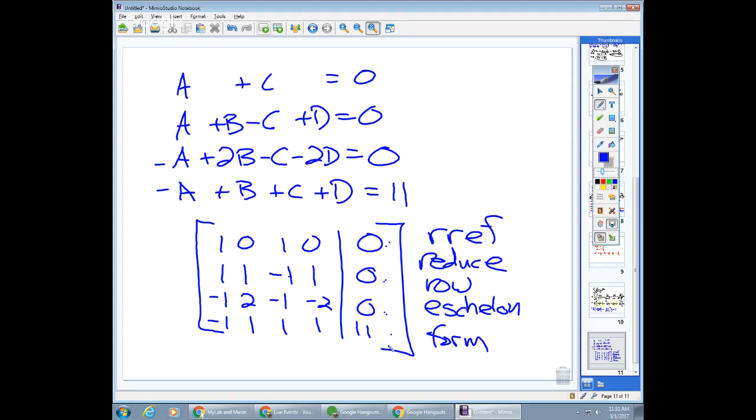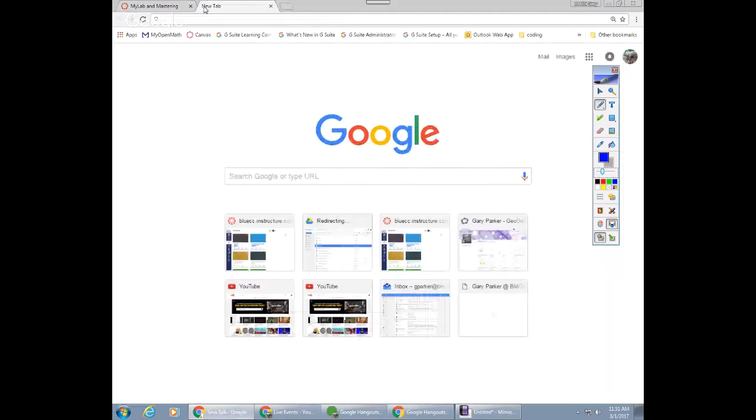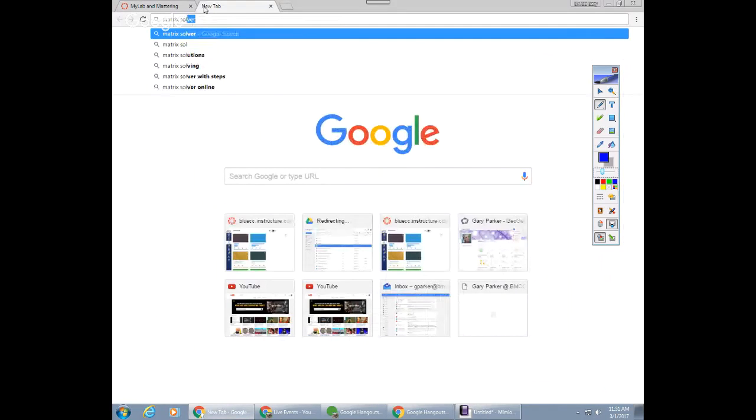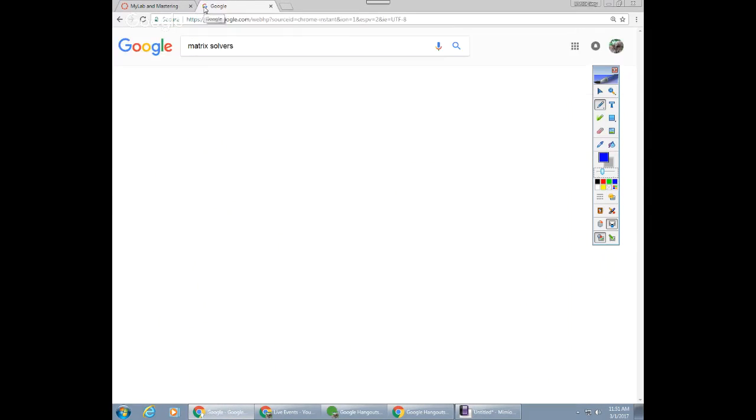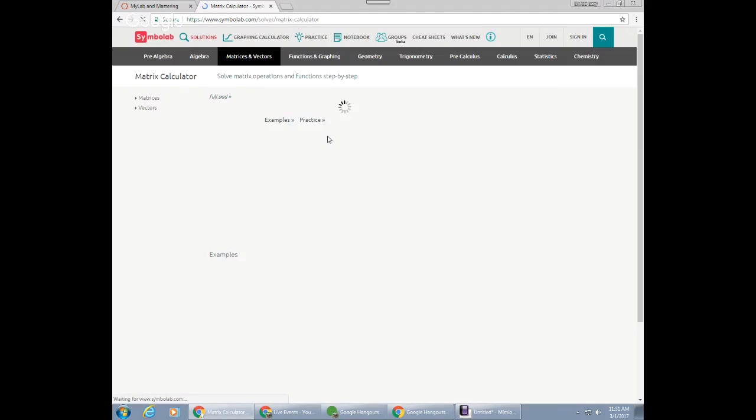So let's see. I'm sure online there are matrix solvers. Matrix solvers. Calculator has a nice, if anybody has a TI on them, TIs do this super easy. Let's see. Linear equation solver, linear equations calculator, matrix calculator, maybe. Wolfram Alpha can probably do it too.